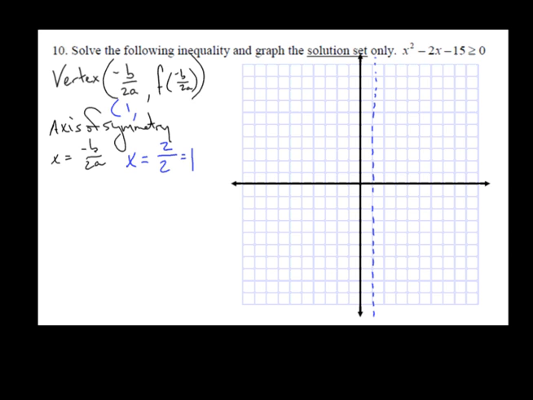To find my vertex then, so I have 1. Now I need to plug the 1 back into my equation. So I'm going to have 1 squared minus 2 times 1 minus 15 and see what that equals. That comes out to be negative 16. I'm going to count by 2's for this one: 2, 4, 6, 8, 10, 12, 14, 16. So negative 16 is right here. This graph is going to be going up like so.